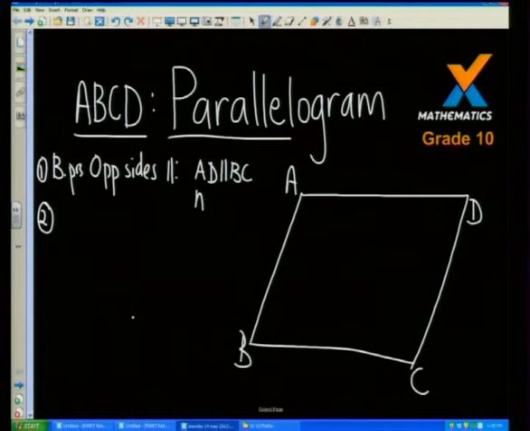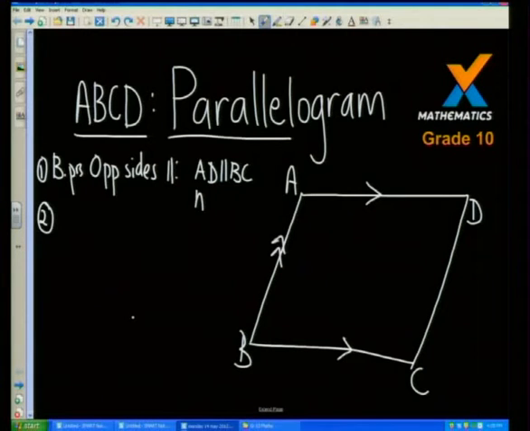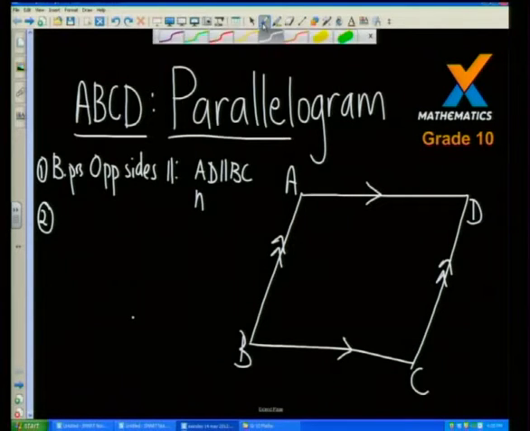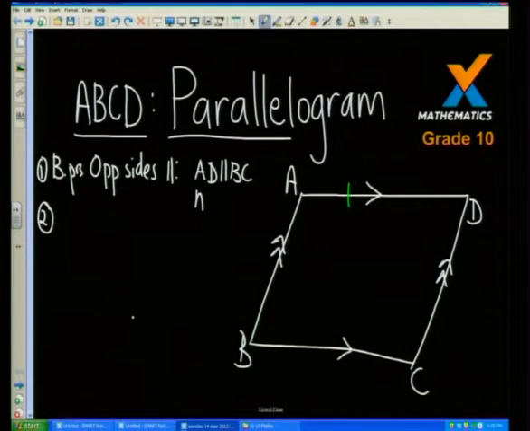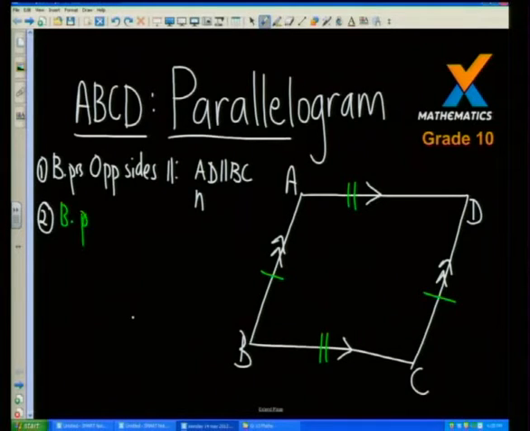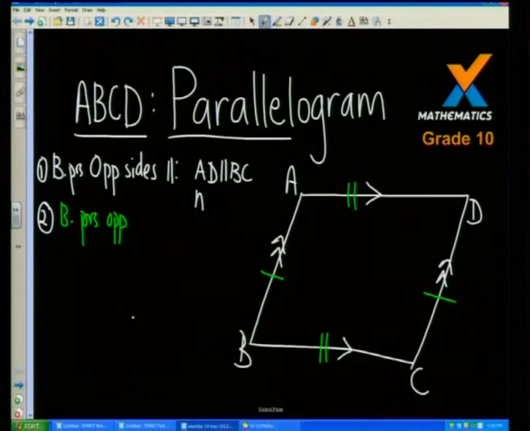And I'm going to mark those so that our diagram fills up as we're discussing its features. Okay, so both pairs of opposite sides parallel. The second one is that there's something unique about the opposite sides, and that is that the green pair is equal and this pair is equal. So we have both pairs of opposite sides are equal.